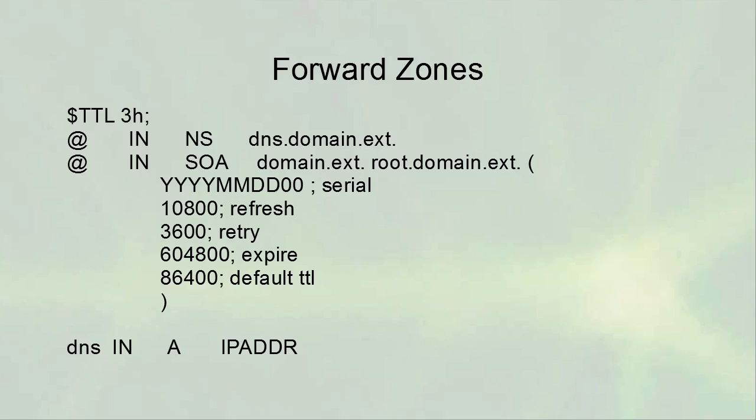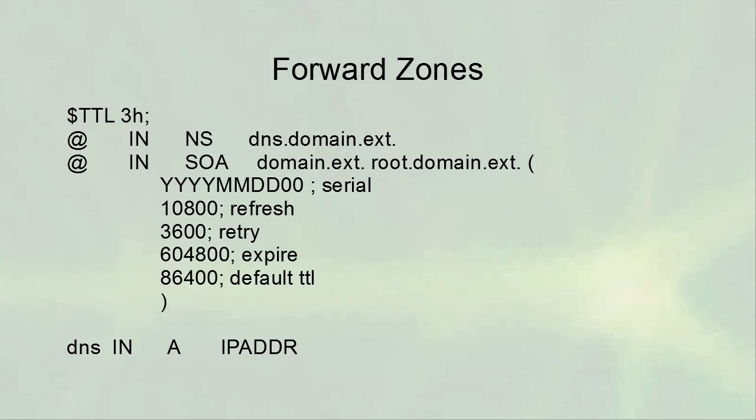Well, you're going to need to make sure you have this dns.domain.ext defined somewhere. So we're assuming this is the domain.ext file, and you can see at the very bottom line there is a dns in A, and then you put the IP address there. The IP address is written in normal IP address format, so it'd be 10.11.12.13. No trailing dot in that one.